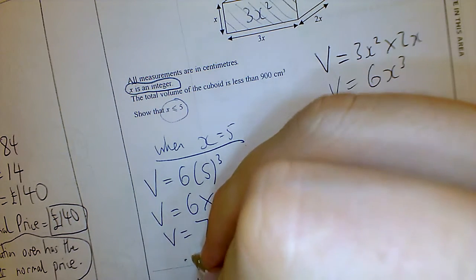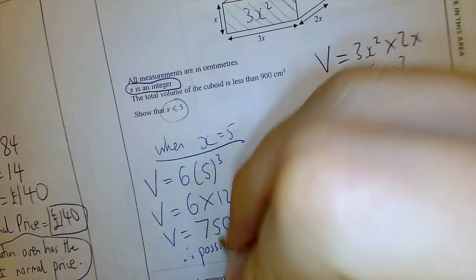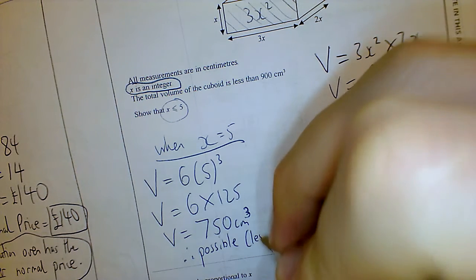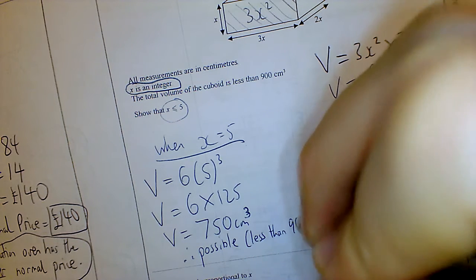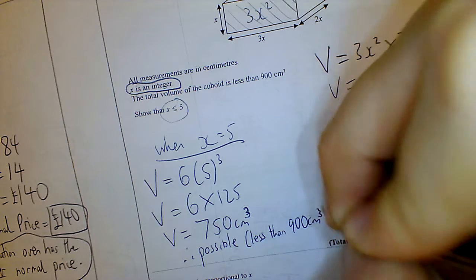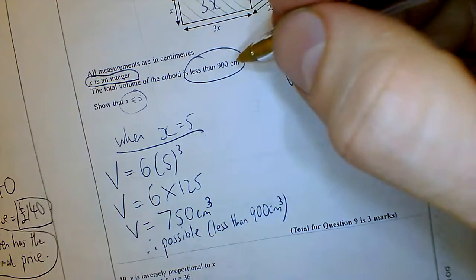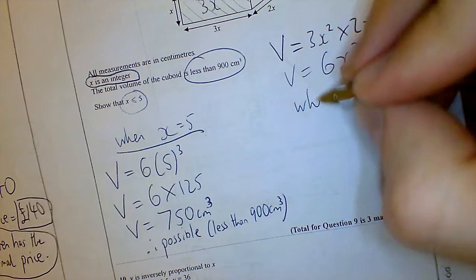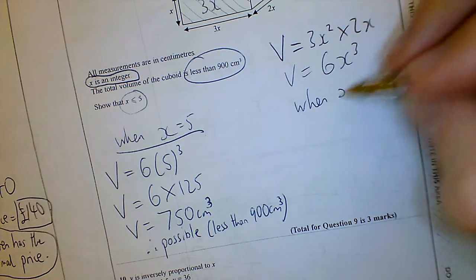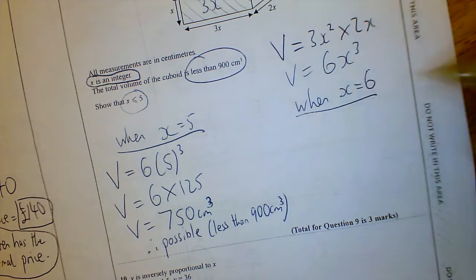So this is possible. Less than 900 centimeters cubed, which is what the question specifies. Okay, so it's telling us to show that it's less than or equal to 5. We've shown that when x is 5 it works, that's okay. So to show that it has to be less than or equal to 5, we have to show that it doesn't work when x goes above 5.